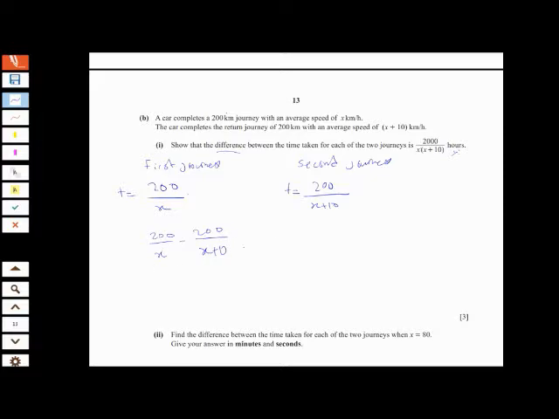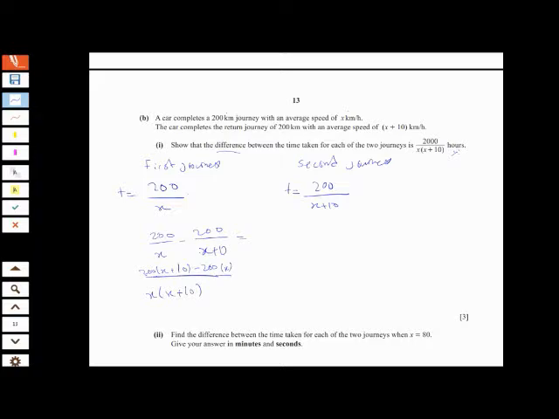Okay, now we have this equation. Now let's simplify that. We have to find the common denominator. How will we do that? You multiply each by each other. So your answer would be x plus 10 multiplied by x. And so this 200 is multiplied by x plus 10. So 200 times x plus 10 minus 200 times x.